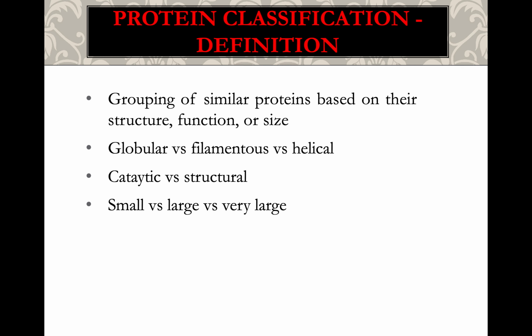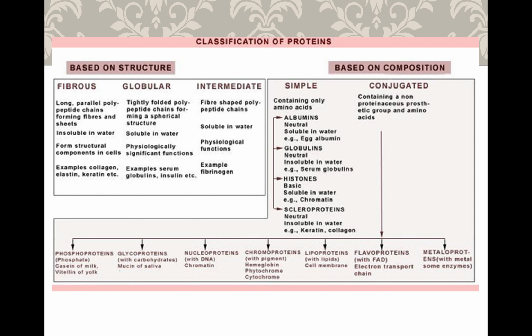Okay, so we move on to the protein classification in terms of the definition. So you know that as complicated as protein is, there is a rule to how it is being classified. So it is usually grouped by similar protein based on the structure, function, or size. And of course, it is also based on either its globular or filamentous or helical, and whether it is used for catalysis or for structure purposes, and the size, whether it's small versus large versus very large. Alright, so this is basically how proteins are being classified.